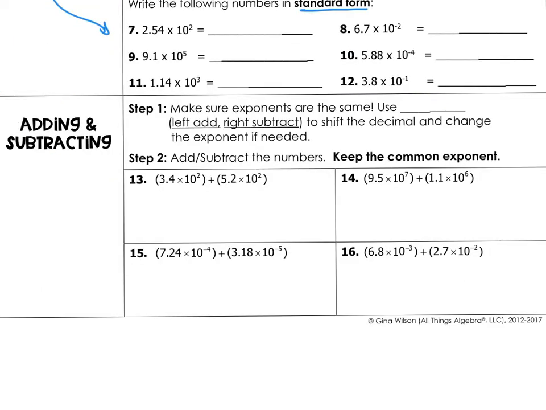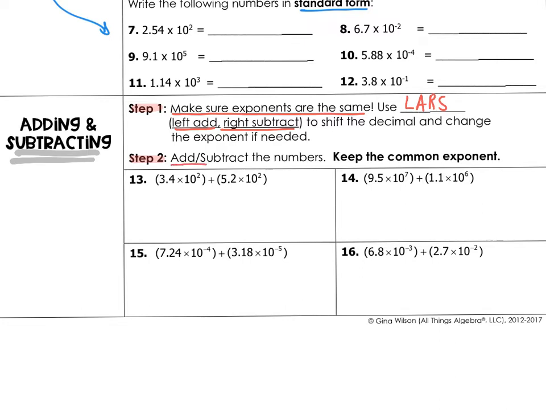The next thing we're going to do is talk about something that might be new to you, which is adding and subtracting numbers that are in scientific notation. So in order to do this, we're going to follow 2 steps. The first step is we're going to make sure that the exponents are the same so that we can add or subtract them. In order to make sure the exponents are the same, we can use an acronym called LARS, which stands for left add, right subtract, to shift the decimal and change the exponent if needed.